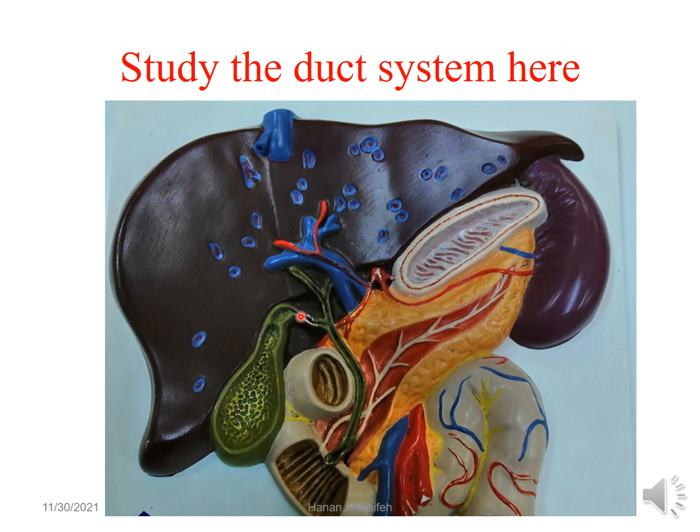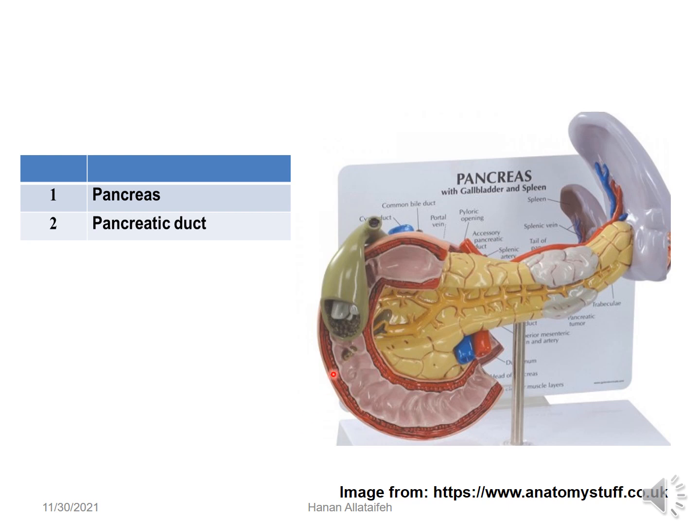Common hepatic duct will join the cystic duct of the gallbladder to form the common bile duct. Common bile duct will join the main pancreatic duct here at the hepatopancreatic ampulla, which in turn will open into the duodenum. Now again, this is the pancreas and its main pancreatic duct here, and the accessory duct, accessory pancreatic duct. You can see the relationship of the head of the pancreas here to the duodenum.